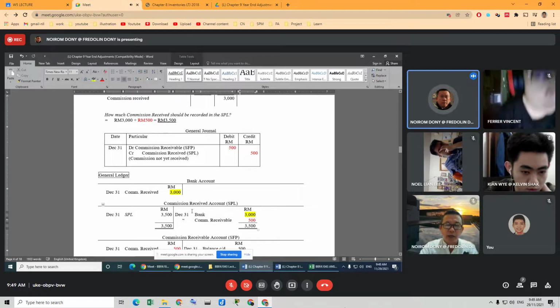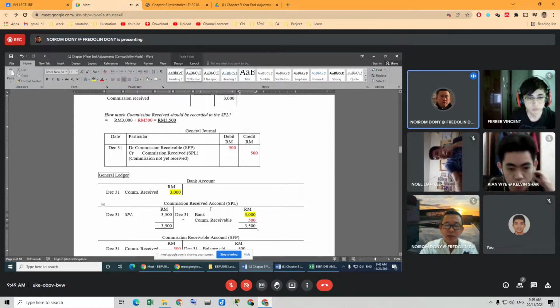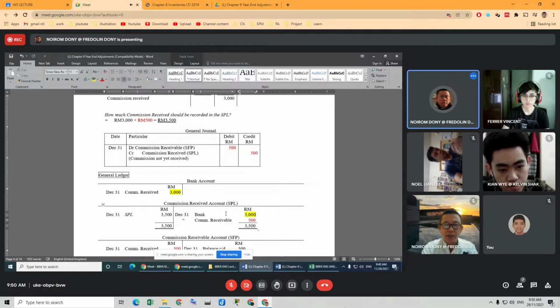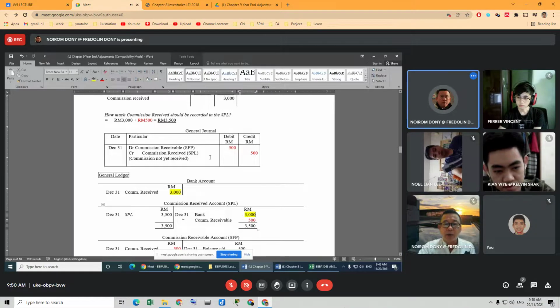Okay, the heading of the account that is being debited is the commission received account. Right now, as we know, the requirement of the matching concept means this is not commission income for the year. So we have to increase the commission received. By doing the adjustment, following this entry, we credit commission received. That's why we credit 500 in the commission received.